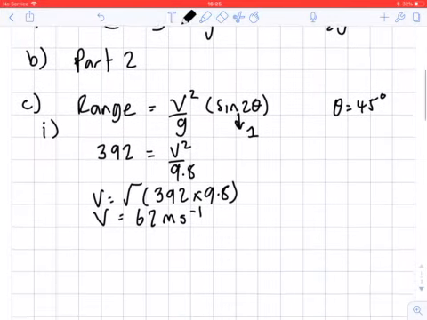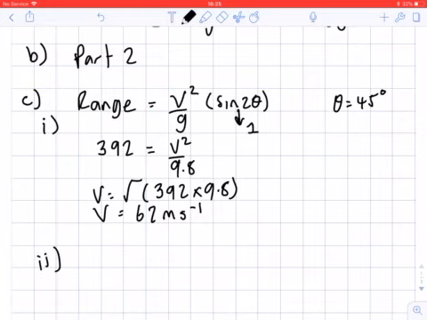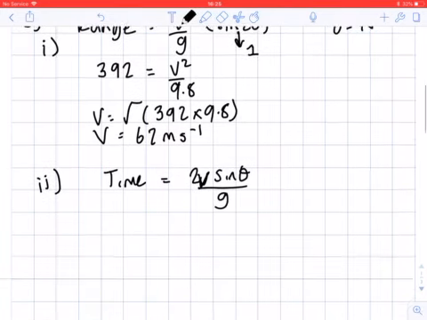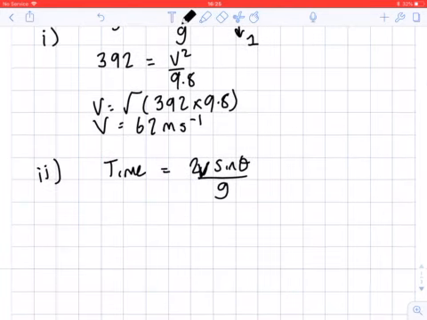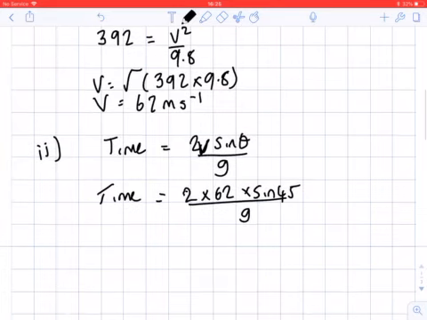Part 2 asks for the time of flight. So the time of flight is given by the equation 2u sine theta over g, and in this case my u is v, because that's the projecting speed as given in the question. Well, we know what that is now, so that's 62. So now we have all our information there. So time will be 2 times 62 times sine 45 divided by g. So my time is equal to 8.95 seconds.